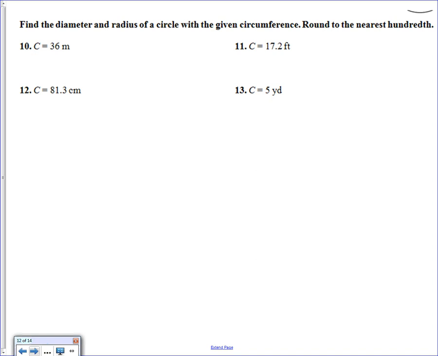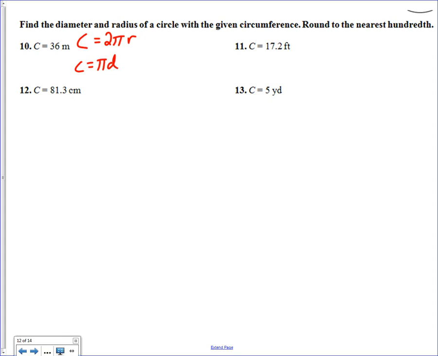Find the diameter and radius of a circle with the given circumference. Round to the nearest hundredth. All right, so rounding to the nearest hundredth. We know that the circumference equals 2 pi r. And we also know that circumference equals pi d. Right. So we are going to use these two things to be able to solve, and then hopefully we'll come up with an easier way that we don't have to do it every time for both of them, right?